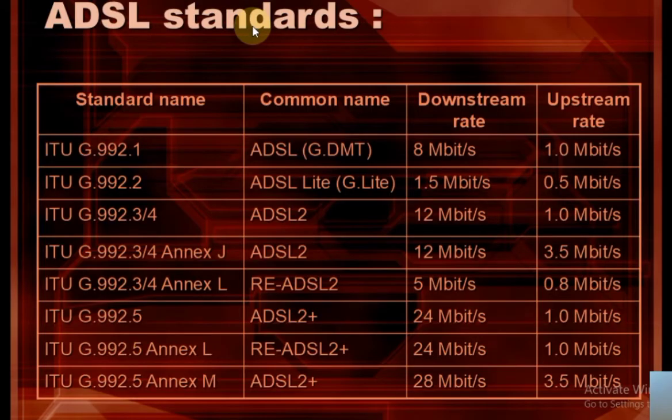The next thing is the ADSL standard name, common name, downstream rate and upstream rate here. I mentioned in the ADSL definition before that the data in the downstream is much higher than the data in the upstream. At the very first, the downstream data is very fast, 8 megabits per second. Suppose I'm using my phone and downloading a PDF or some audio-visual document from the internet: in the downstream my phone downloads at 8 megabits per second, and in the upstream it is only 1.